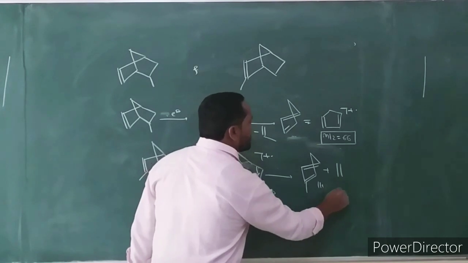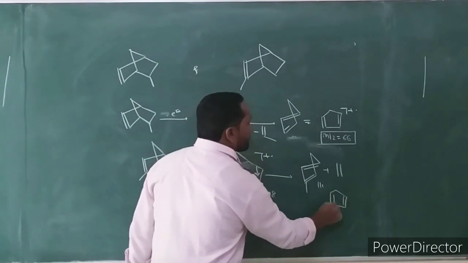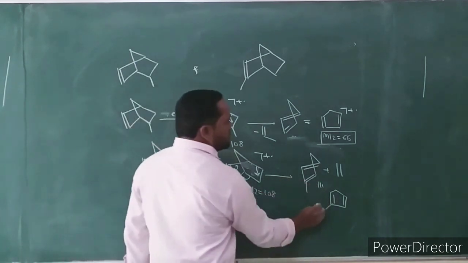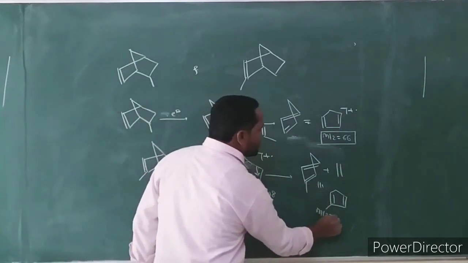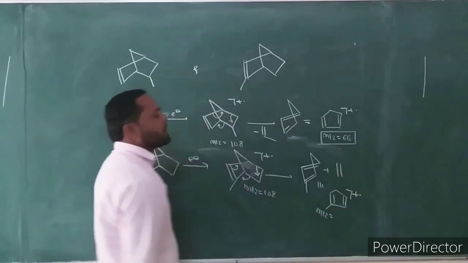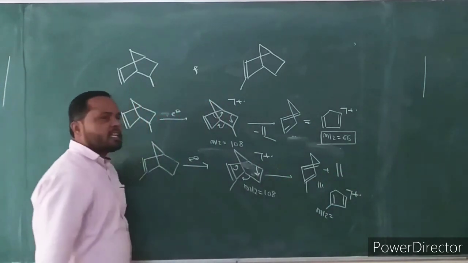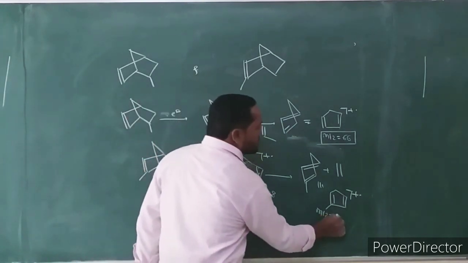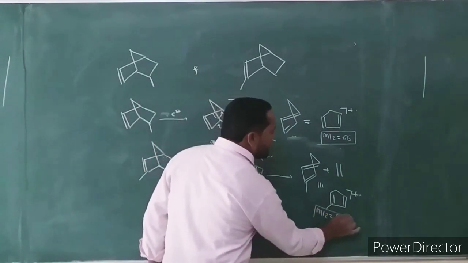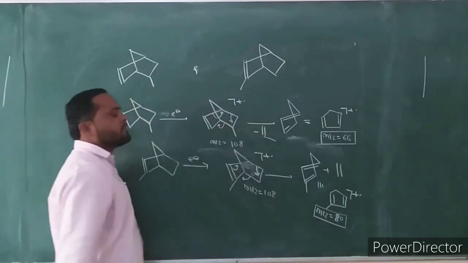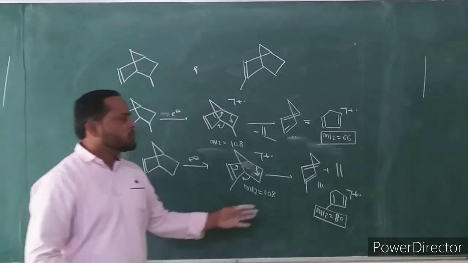It is a substituted cyclopentadiene. It has mass to charge ratio. There is a formation of this fragment ion with loss of ethylene, 108 minus 28. It has mass to charge ratio 80. This fragment ion forms at mass to charge ratio 80.